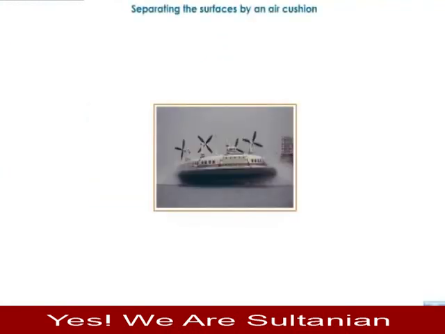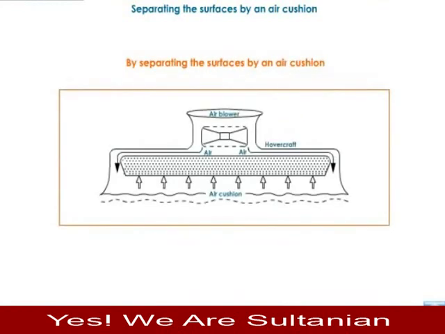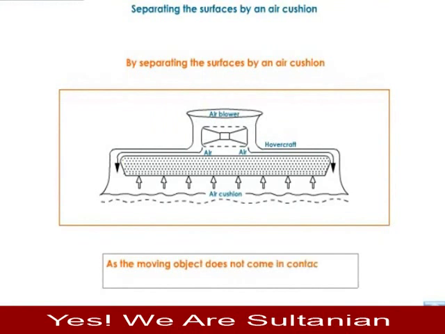Separating the surfaces by an air cushion. By separating the surfaces by an air cushion, for example, a hovercraft can travel over rough land, swamp, or sea. As the moving object does not come in contact with the other solid surface, the frictional forces are reduced.